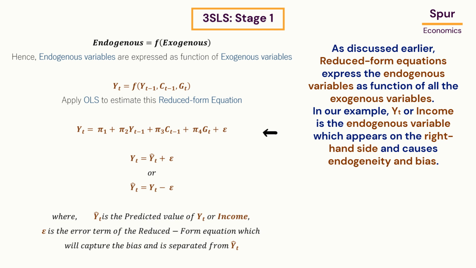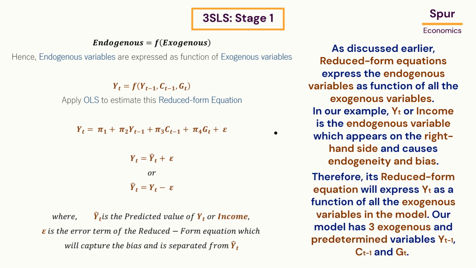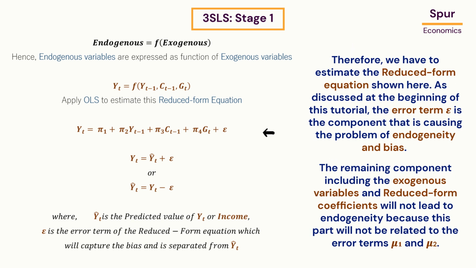In our example, YT or income is the endogenous variable which appears on the right-hand side and causes endogeneity and bias. Therefore, its reduced form equation will express YT as a function of all the exogenous variables in the model. Our model has three exogenous and predetermined variables: lag of income, lag of consumption, and government expenditure. Therefore, we have to estimate the reduced form equation shown here.